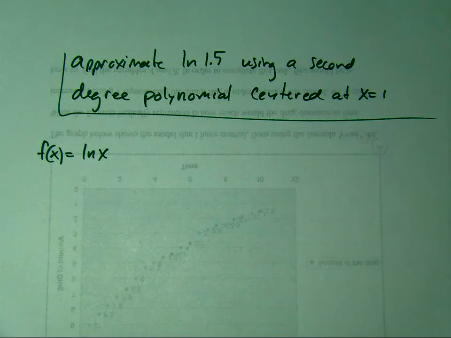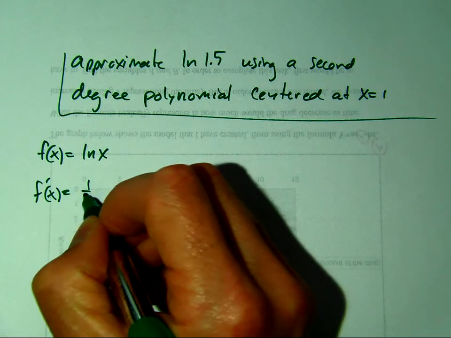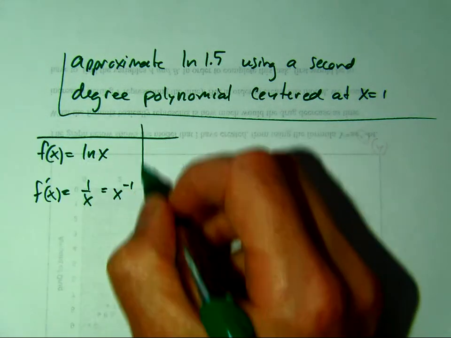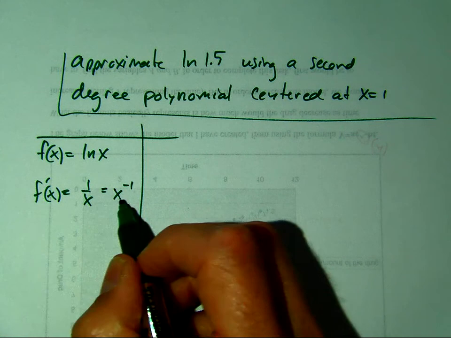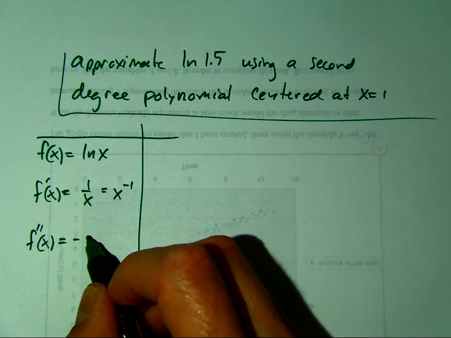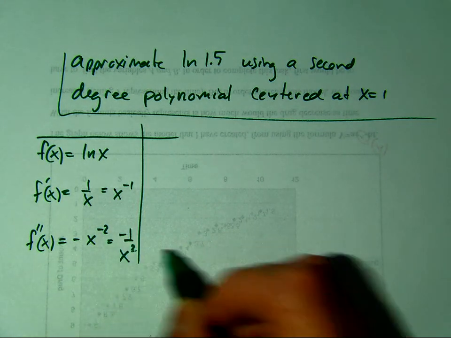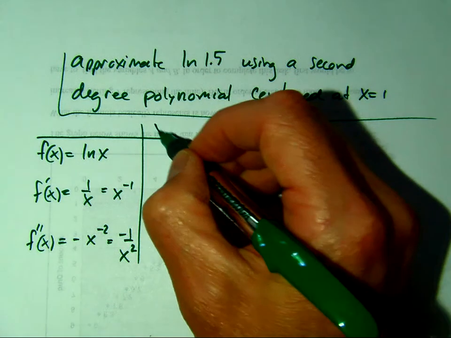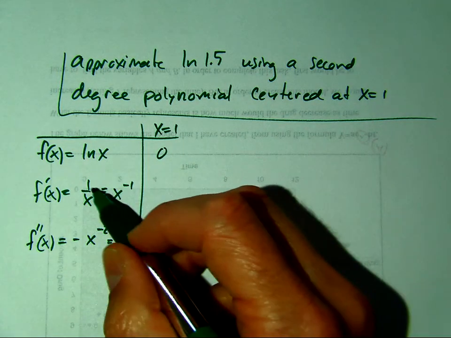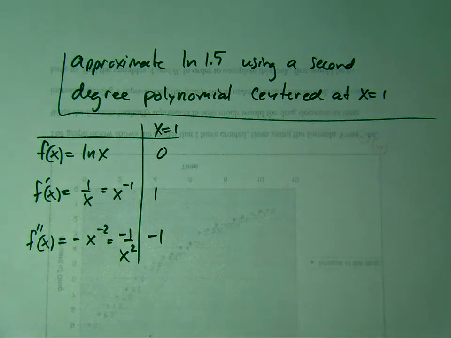So here's the function. We need the first derivative, so 1 over x. And then write it like that, so you can do the second derivative. So we get negative x to the negative 2, or negative 1 over x squared. We're going to evaluate at 1. ln of 1 is 0, 1 over 1 is 1, and this will be negative 1 over 1. So we have those derivatives.